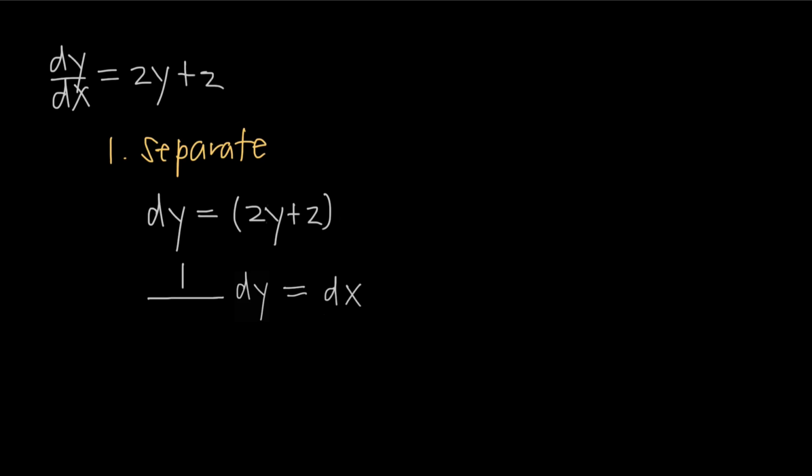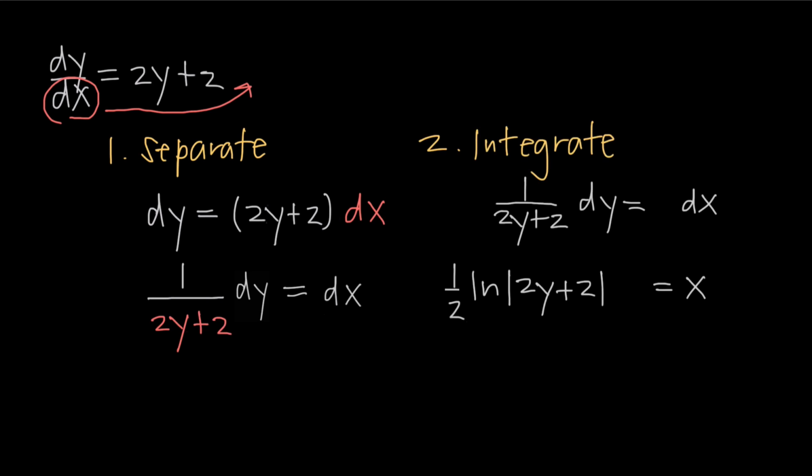Let's take this separable differential equation as an example. The first step is to separate variables. We'll multiply both sides by dx to move this dx over to the right side. Then we'll divide both sides by 2y plus 2 to move that to the left side. Now we have the y's on the left and the x's on the right. Then we integrate both sides of that equation.